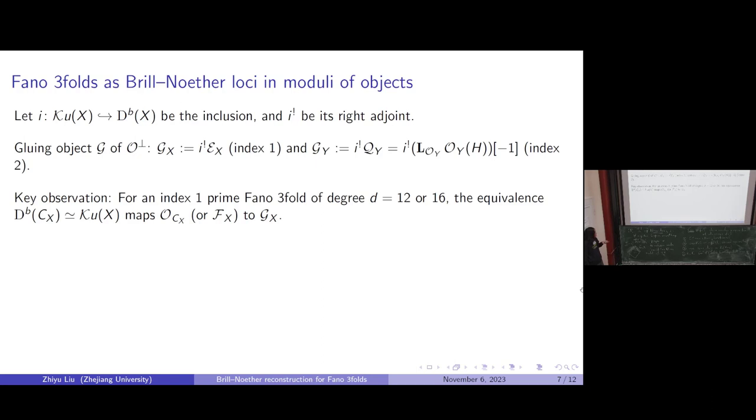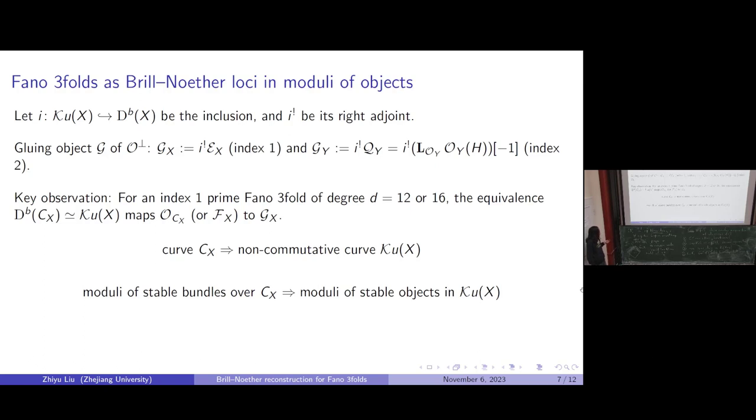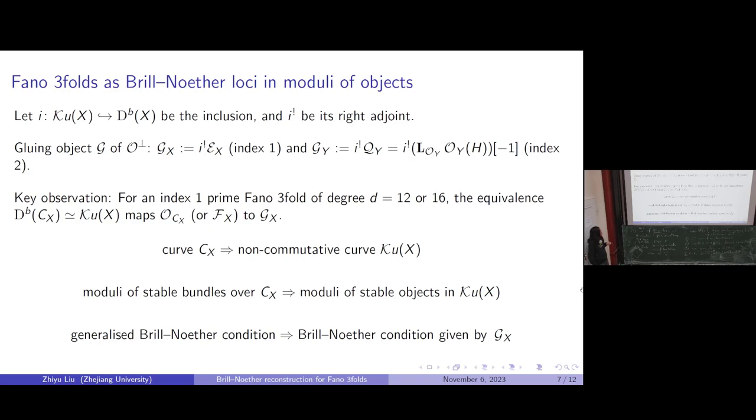To generalize this story, we can do the following replacements. First, we replace the curve C_X with the non-commutative curve, which is our Kuznetsov component. Then we replace the moduli of stable bundles over this smooth curve with the moduli of Bridgeland stable objects in the Kuznetsov component. And finally, we replace the generalized Brill-Noether condition with the Brill-Noether condition given by the projection object G_X. Under this replacement, we can use the tools of Bridgeland stability to generalize and recover the theorem of Mukai.